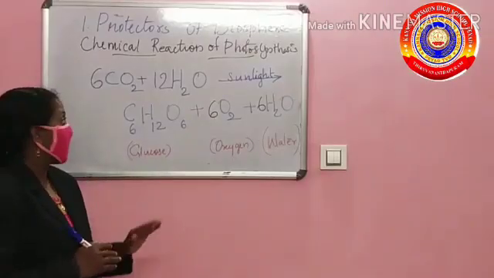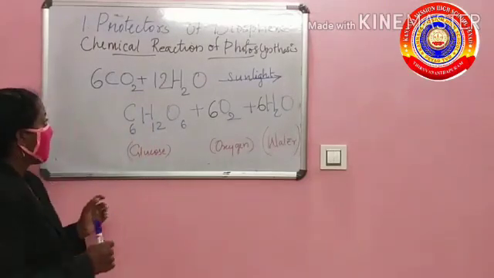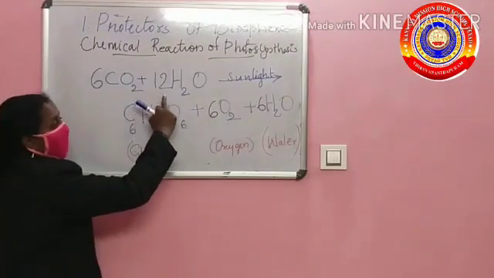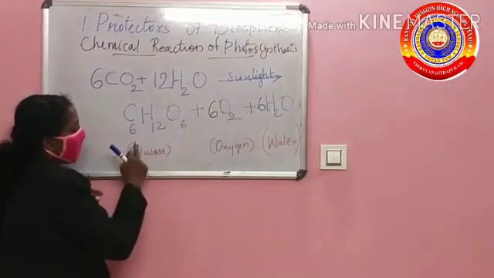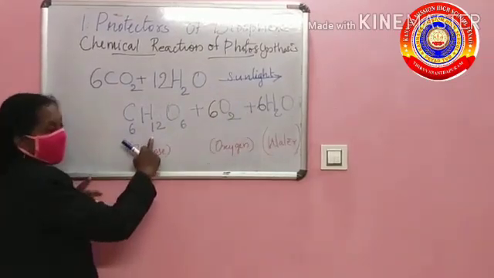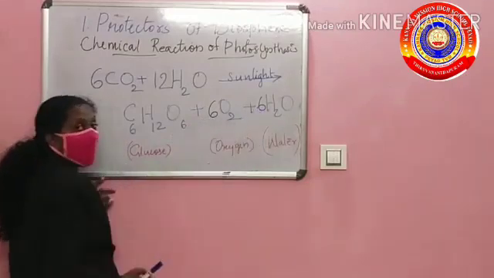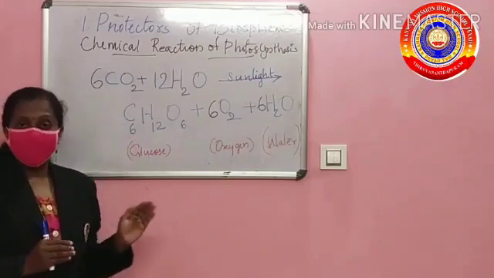Now we will discuss the chemical reaction of photosynthesis. That means 6 carbon dioxide react with 12 water molecules in the presence of sunlight. It gives rise to glucose molecules plus 6 oxygen plus 6 water molecules. Okay, this you have to write in your notebook.